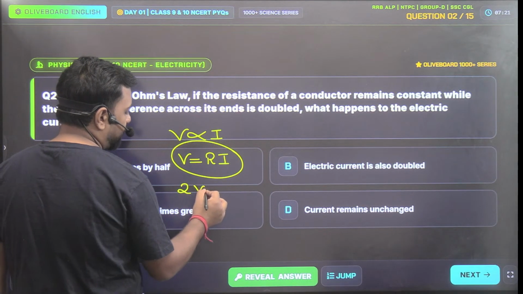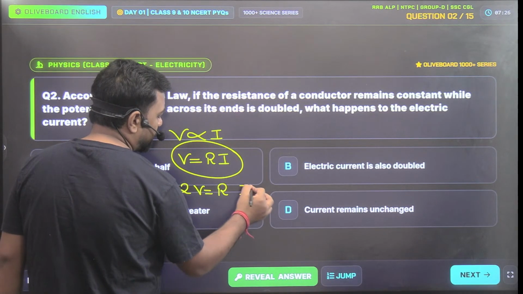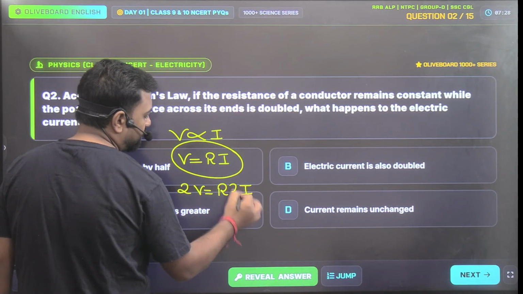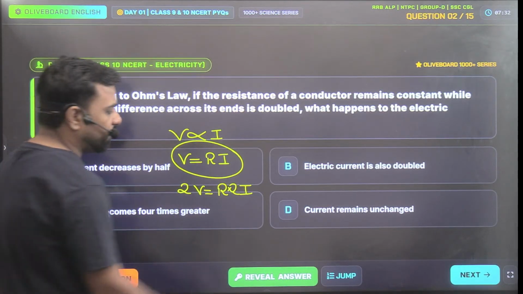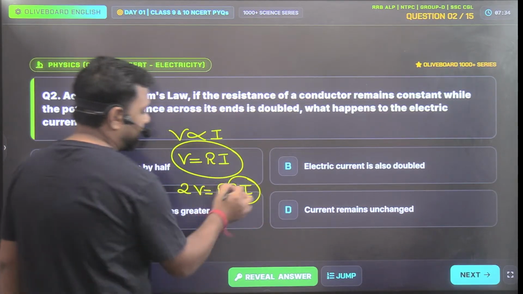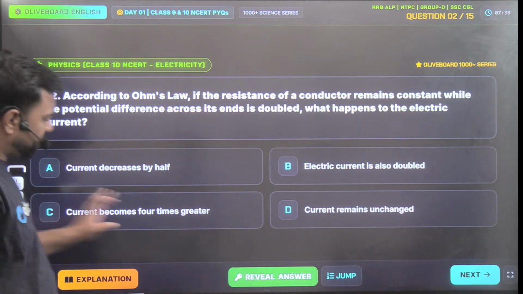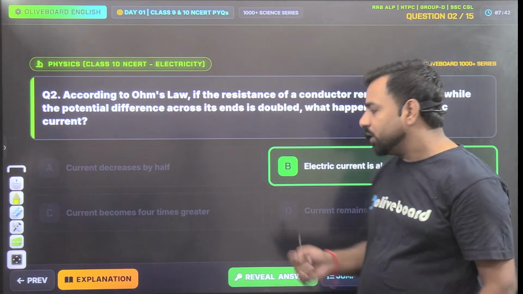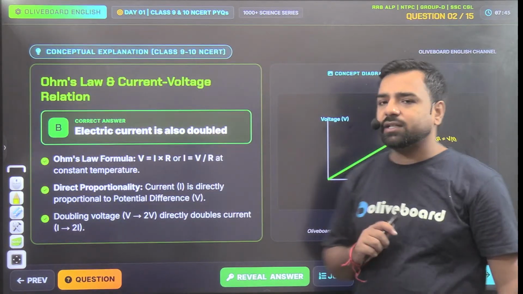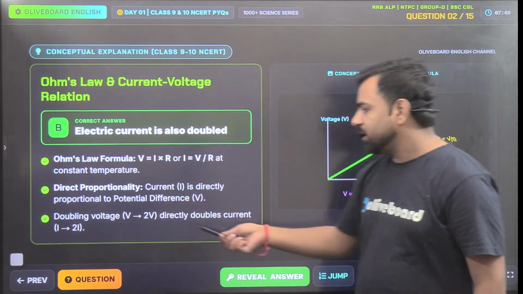So it's 2V, and resistance is the same. What will be the change in the current? In order to balance it, you need to make the current also double, so 2I. Electric current is also doubled, so B is the correct answer. For this, you need to know Ohm's law, which states that voltage is directly proportional to current if other conditions are kept constant. Here we have the formula V equals IR.